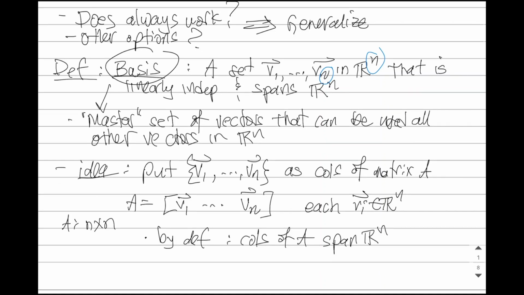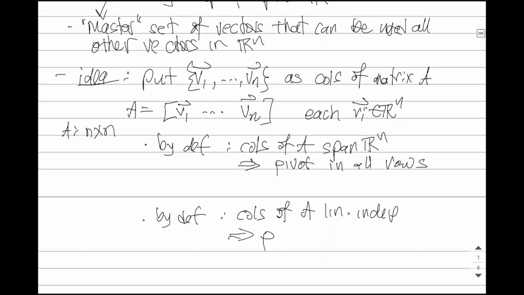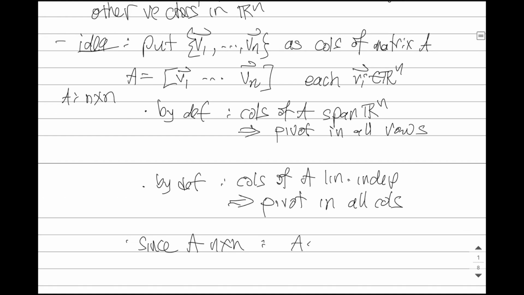And if the columns of A span Rn, that means there has to be a pivot in every one of the rows. By definition, the columns of A are linearly independent. That means there has to be a pivot in all of the columns. Now, since A is square, there's a pivot in every row and a pivot in every column, and eventually A will be reducible to the identity matrix, and so that means A is invertible.